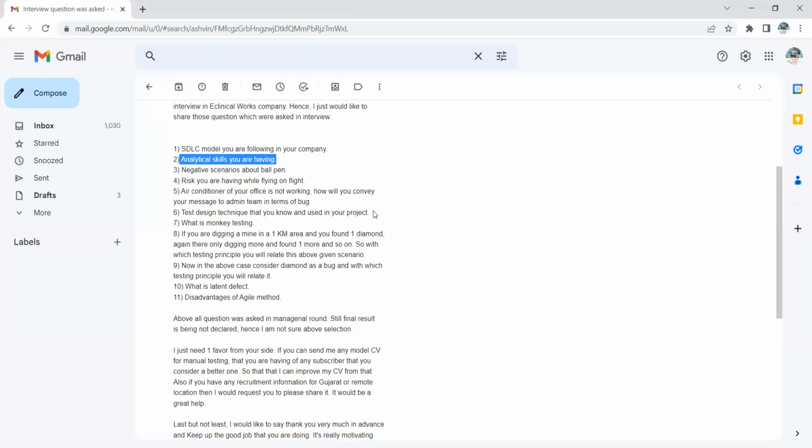Now, if you are digging a mine in a 1 kilometer area and you found one diamond, and again digging more you found one more and so on, which testing principle will you relate this scenario to? Okay, so this is the first principle: testing shows presence of defects. As soon as you test, you will come to know. So you can replace the term digging here with testing, right? You are testing, you found one diamond. You are again testing, you found one more. So this is testing shows presence of defects, right? It is not possible that a software is bug-free, right? Now in the above case, the diamond is a bug, so it is the same.